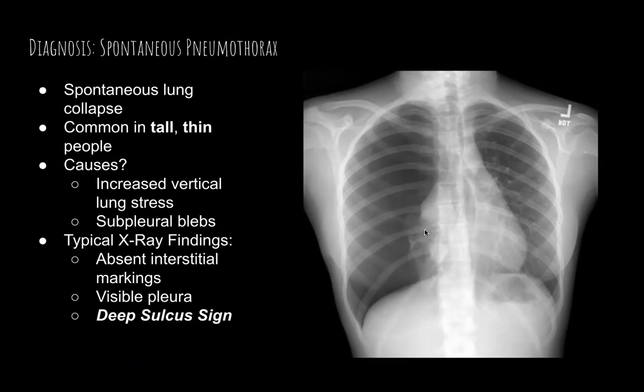the edges of the lung because it's collapsed. You'll also see what's known as a deep sulcus sign. That was the abnormality we were talking about on the right side of the diaphragm. It just means an excessive deepening of the costophrenic angle, and that usually tells us that it's a pneumothorax as well.